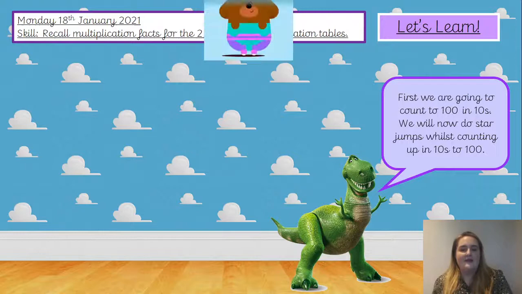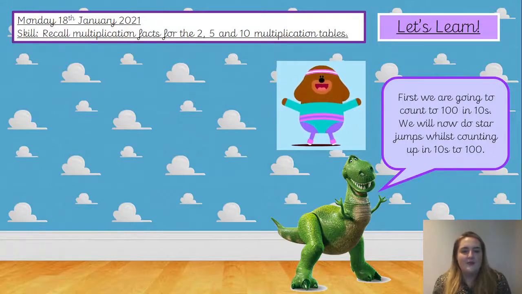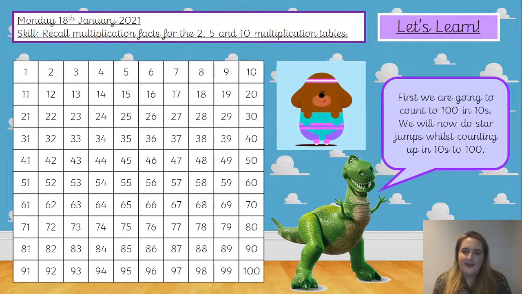Okay, let's have a look then. So make sure you're standing up in a nice safe space. I don't want you hurting yourself or hurting anyone else. So make sure you're looking around you. Are you standing somewhere that you're going to bump into something? If you are, then you might need to move so that you're a bit safer. Okay, when you're ready then, we are going to begin. I've got my 100 square here. Off we go. So remember, 1 star jump each time we count up in 10s.